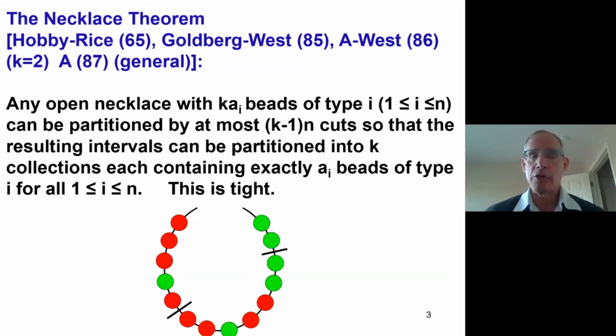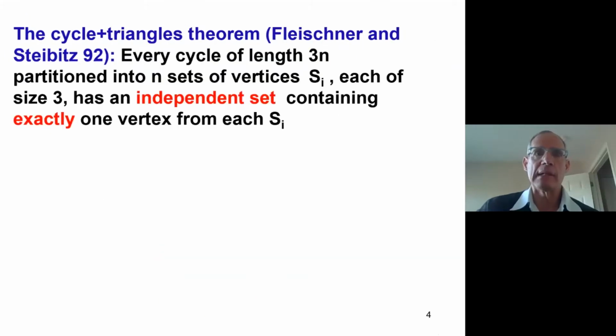And the theorem says that k minus 1 times n cuts are always enough. Even if the necklace is very, very complicated, we can always do it with k minus 1 times n cuts. Okay, so this is about the second example. Here is another one.